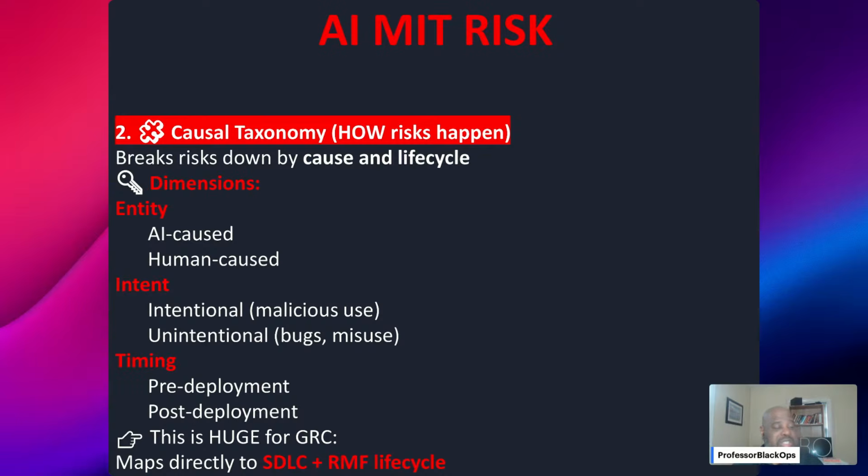How does risk happen? Once again, it's broken down by causal taxonomy. And at the end, we're going to go out there and look at the database. They have an Excel spreadsheet. Entity: AI caused and human caused. The intent: intentional, malicious use, and unintentional, bugs and misuse. Timing: pre-deployment and post-deployment. This is used for GRC, maps directly to the SDLC, the system development life cycle, and once again, the RMF life cycle. So once again, I think it's adding an additional layer to your AI risk management.